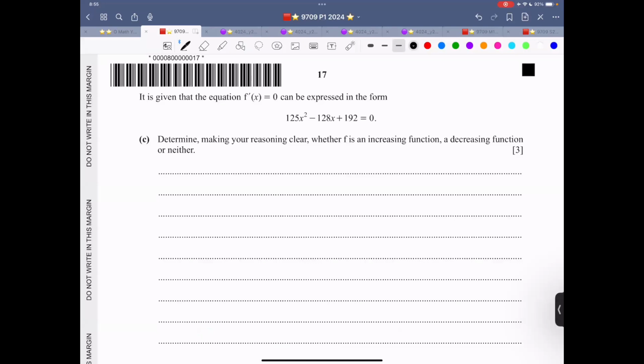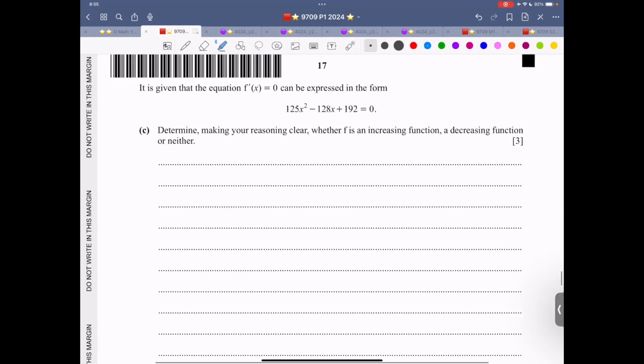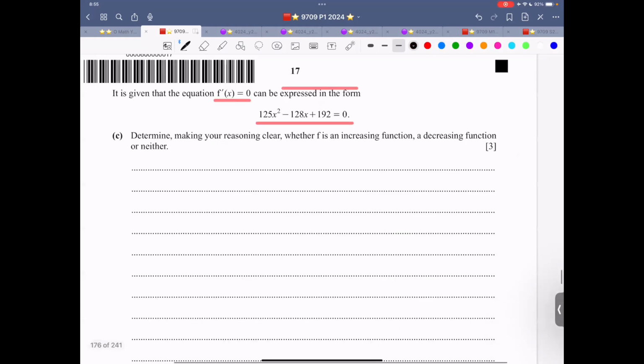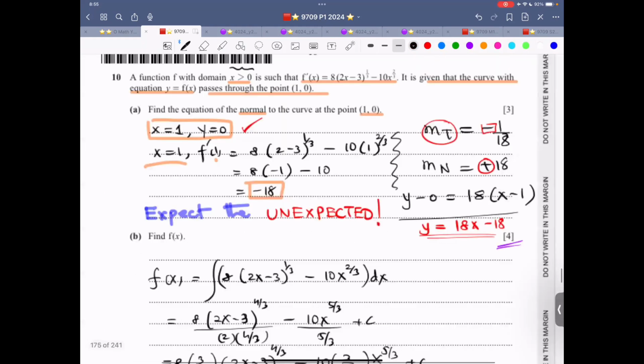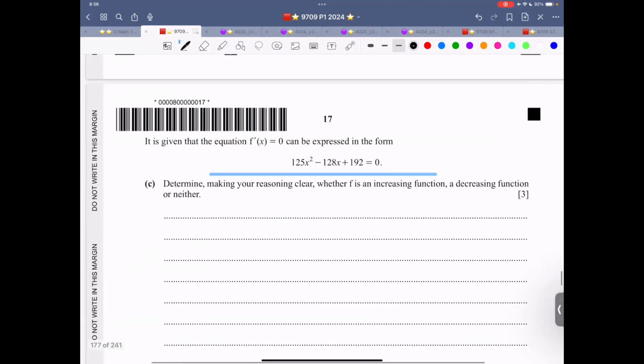So now let's look at this last part. Now the last part says, let me underline it: it is given that the equation f prime of x equals 0 can be expressed in this particular form. Now, it is totally one thing to express it in this particular form, so that is something extra, which I'll do over here. How do you convert from this form? f prime of x is 8 bracket cube root minus 10x^(2/3). So let me first write it over here.